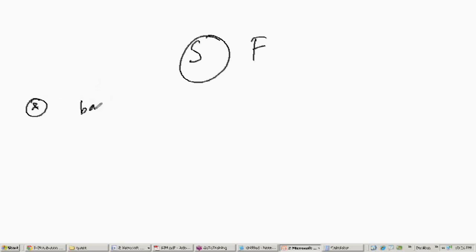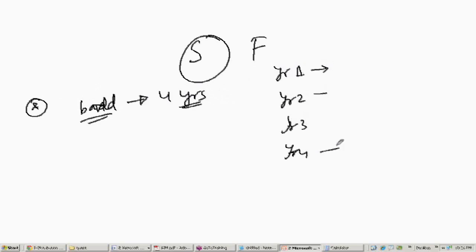Another question you can take in case of the binomial. There's a bond. It will mature in 4 years. The probability of the bond defaulting in year 1 is given as 10%, year 2 is 8%, year 3 is 5%, year 4 is 3%. So these are the probabilities that the bond will default.